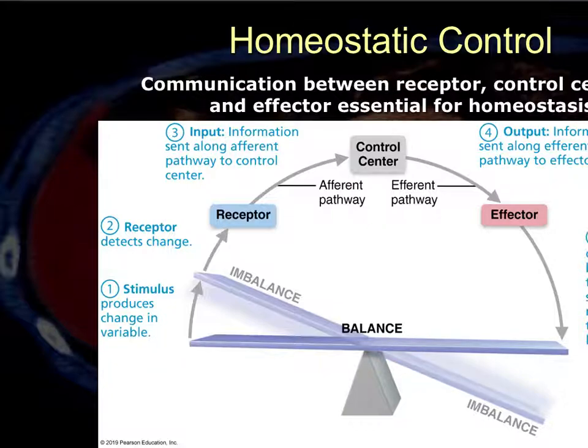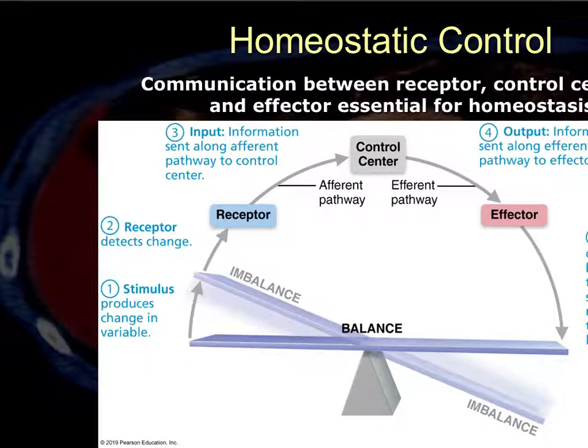First, there is going to be a stimulus. The stimulus is going to produce a change in the variable. Something has changed. But then we have to have something that's actually going to detect that change, to say, hey, something is different. The thing that's going to pick up that change is called the receptor. The stimulus, something has changed. The receptor picks it up.